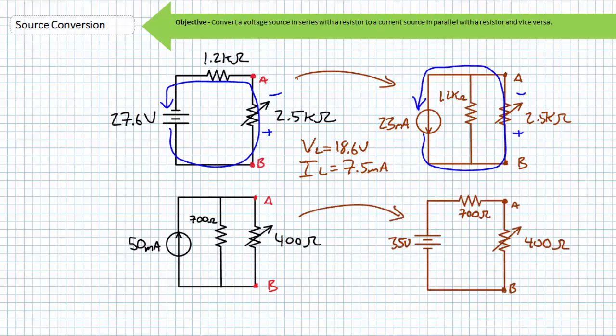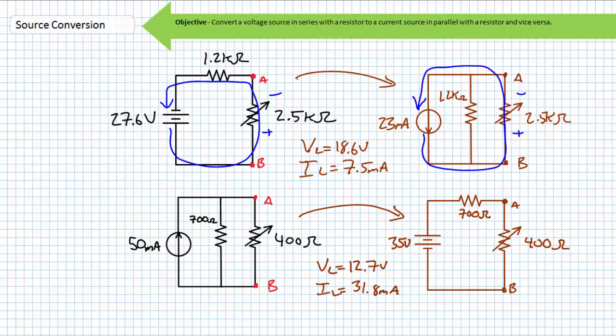Finally, if you've done everything correctly, a 50 mA current source in parallel with a 700 ohm resistor is equivalent to a 35 volt voltage source in series with a 700 ohm resistor. Either configuration should induce approximately a 12.7 volt voltage drop across the 400 ohm load resistor and approximately 31.8 milliamperes of current through it, rounded to the tenths place.